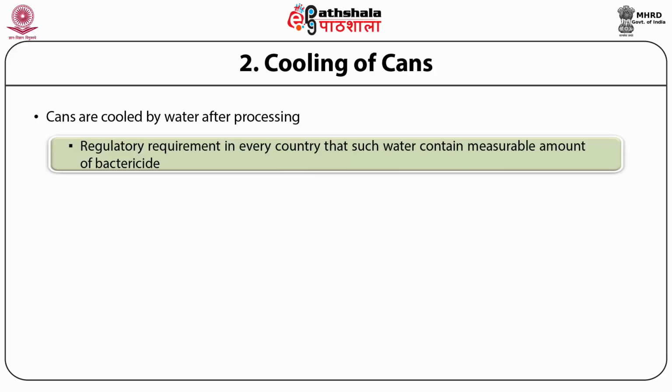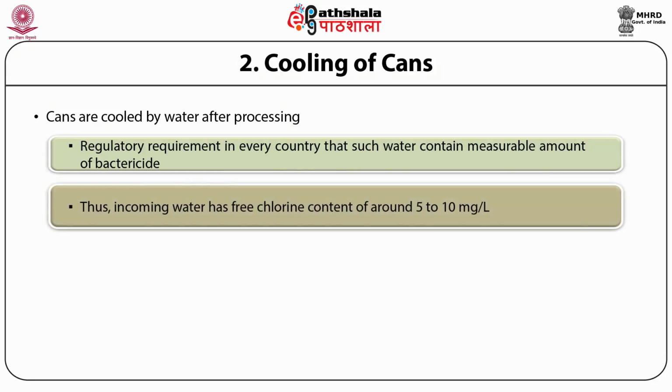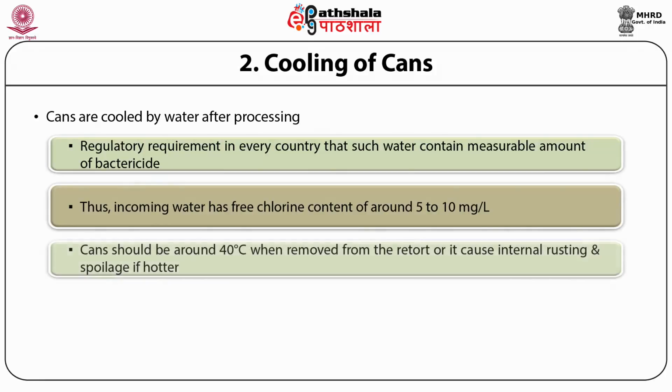This usually means, in the case of chlorine, that incoming water has a free chlorine content of around 5 to 10 mg per liter. When cans are water cooled, they should be around 40 degrees centigrade when they are removed from the retort.